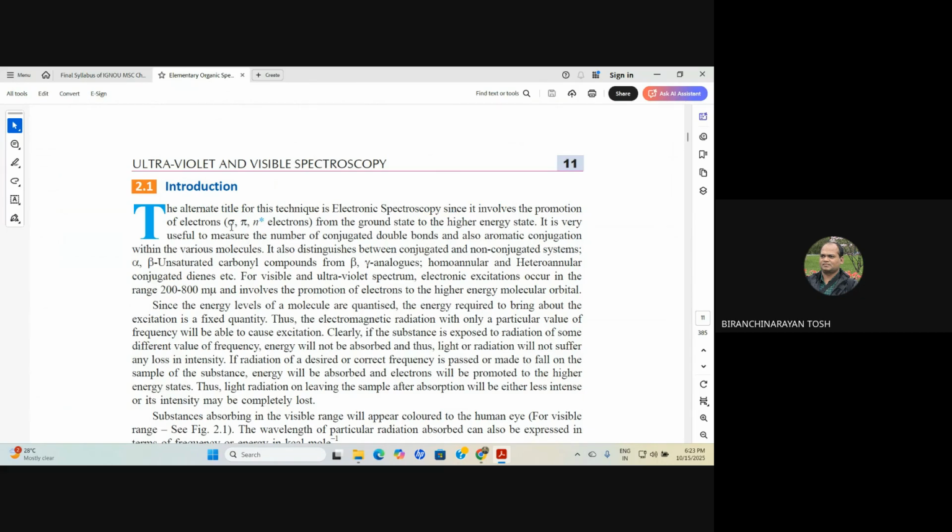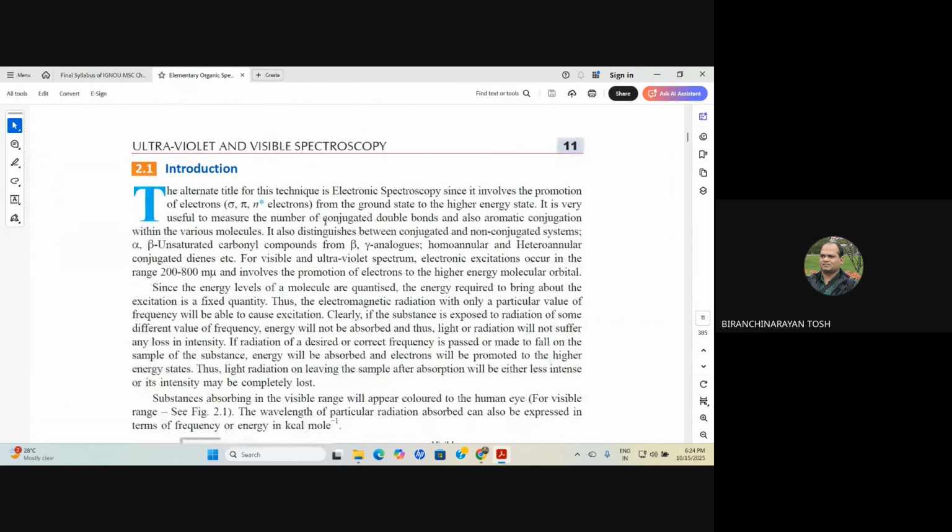That means there will be transition from sigma bonding to sigma antibonding, or pi bonding to pi antibonding, known as the sigma to sigma star transition and the pi to pi star transition, and also n to sigma star or n to pi star transitions, because n is the non-bonding molecular orbital which doesn't have any antibonding molecular orbital. So n is non-bonding and will have only one orbital, but sigma bonding and sigma antibonding will be there. So: sigma, sigma star, pi, pi star, and n. From n, transition occurs to either sigma star or pi star. That we'll discuss in detail.